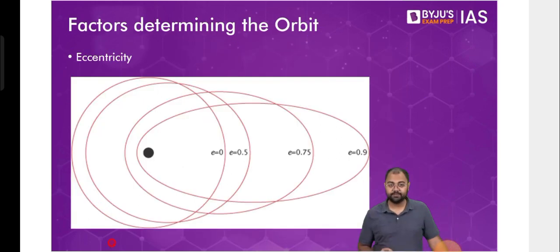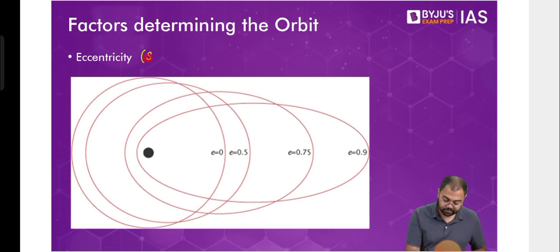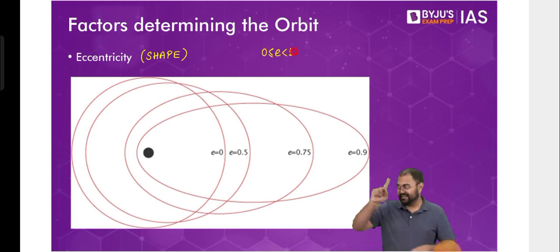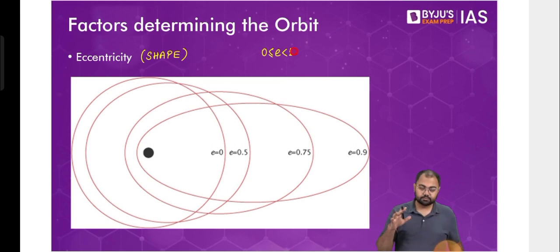The second factor is eccentricity. Now, what does eccentricity determine? The shape of the orbit. This is what we discussed, that the value of E is between 0 and 1, and when it is 0, it is a circle. When it is approaching 1, it is a very highly elongated ellipse. So because of that, whatever the shape that we need. For example, for many of the communication satellites, we need a circular orbit. For many other satellites, we do not need a circular orbit, we need an elliptical orbit.